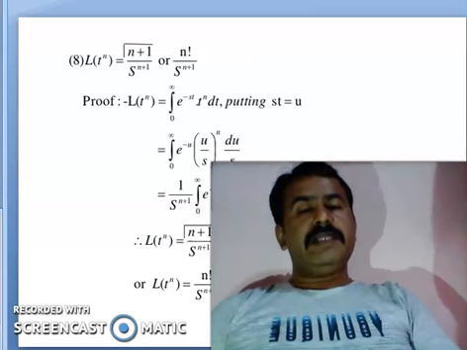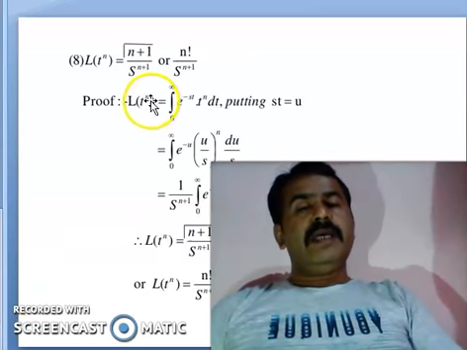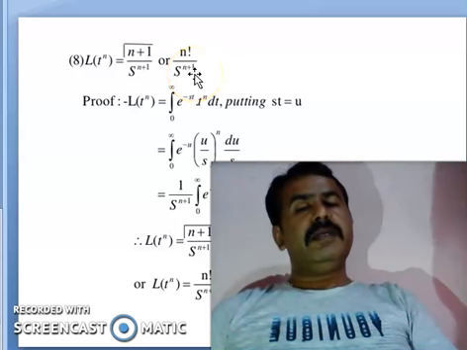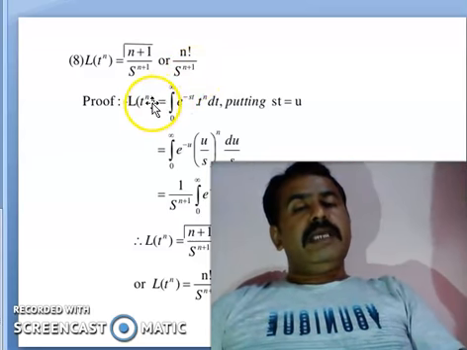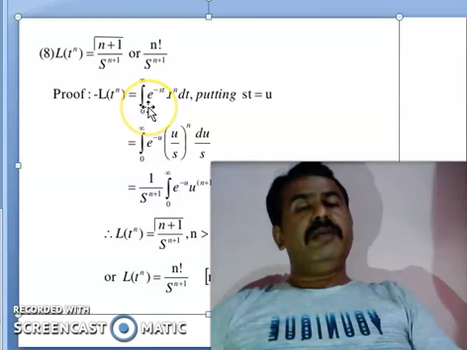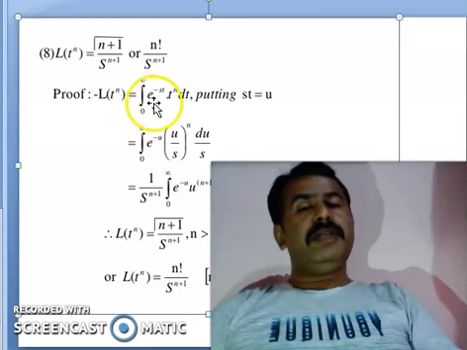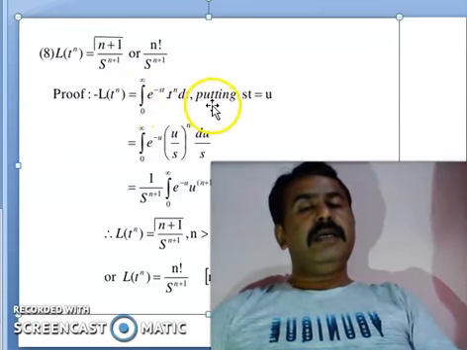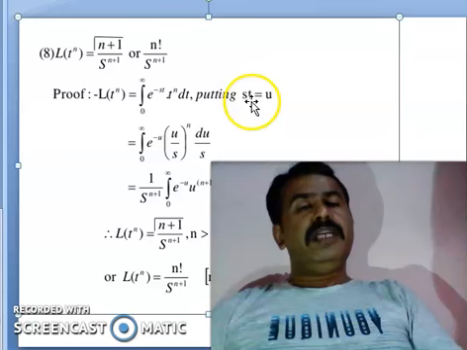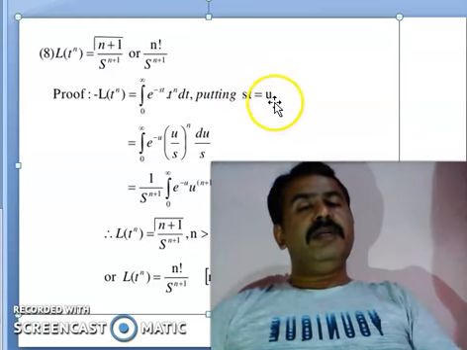Laplace of elementary functions. Now the last one, L of t to the power n equals gamma of n plus 1 divided by s to the power n plus 1, or factorial n divided by s to the power n plus 1. Very simple. Here f(t) equals t to the power n. So putting the value in place of f(t), t to the power n, the integration becomes 0 to infinity e to the power minus st t to the power n dt. This is our integration. Now putting st equal to u, so t equals u by s and dt equals du divided by s.